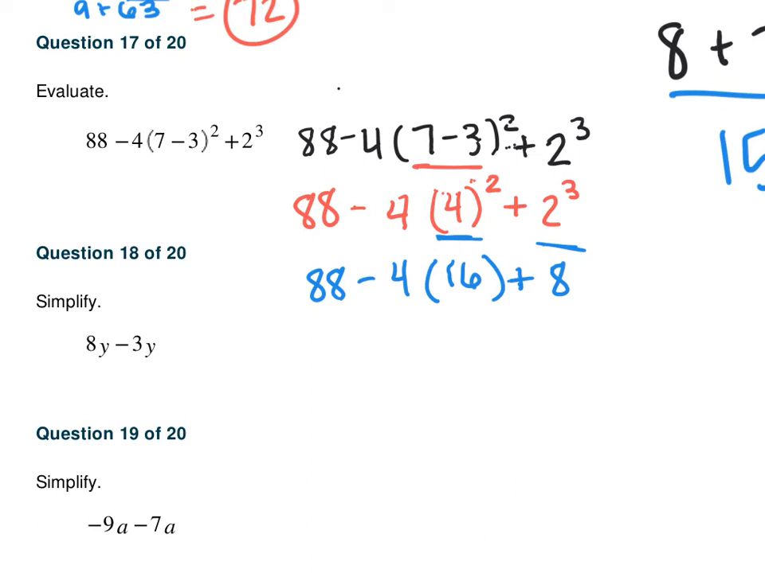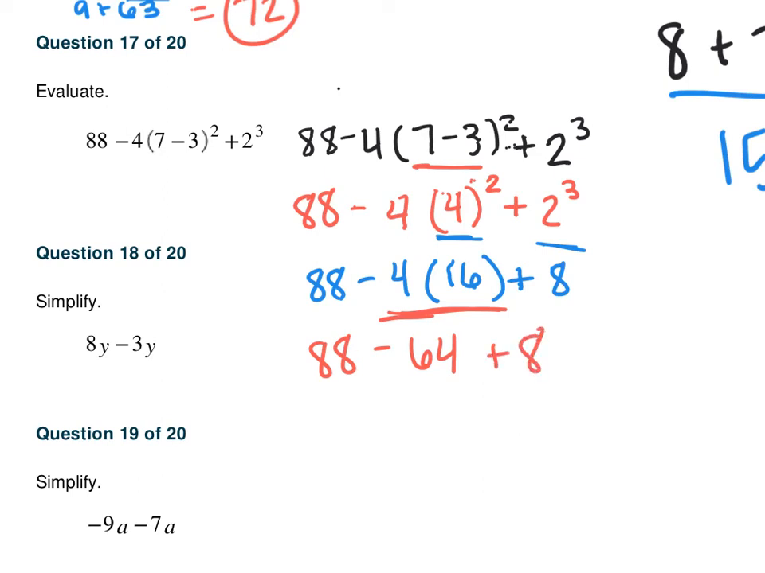After that, I ask myself, any more exponents? There's not. Now I'd move on to multiplication or division. Remember, when you have a number in parentheses next to another number, that's multiplication. So I have 4 times 16, that gives me 64, and then I copy everything else down.